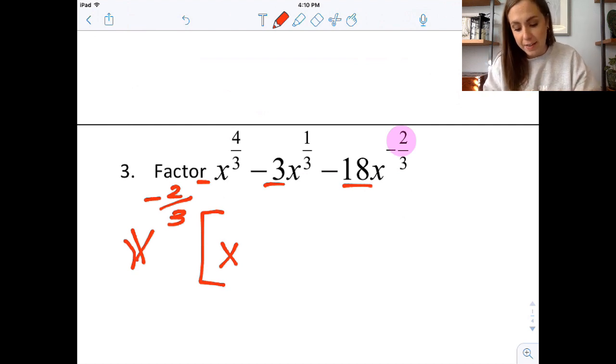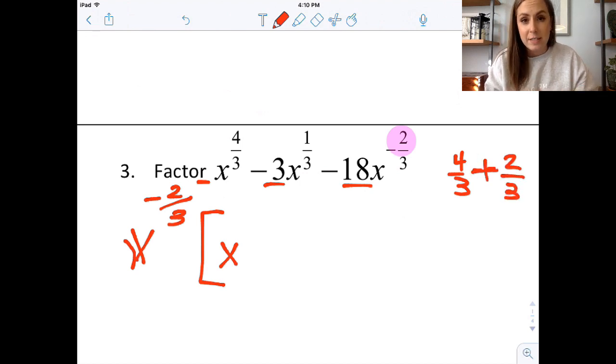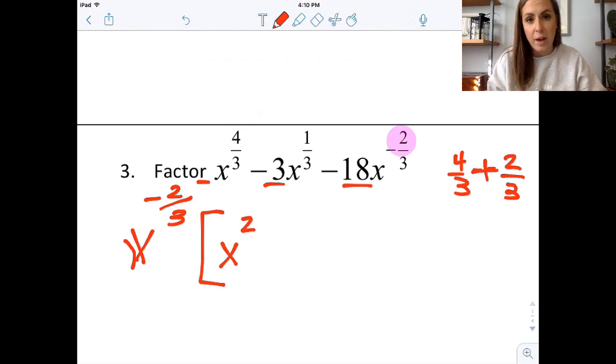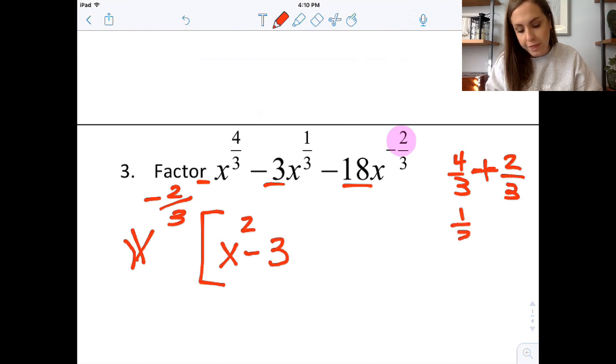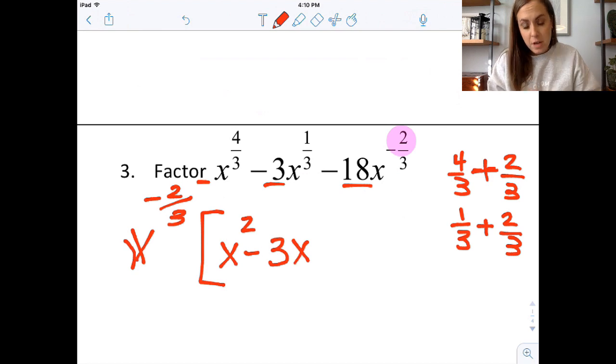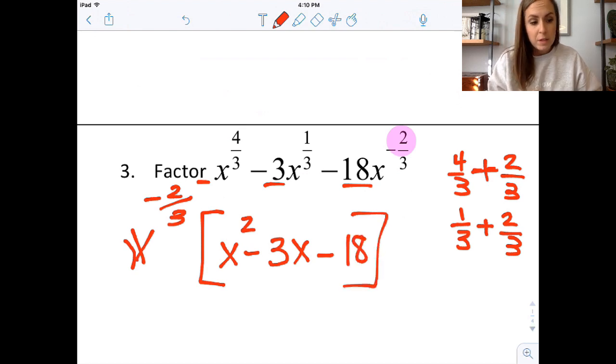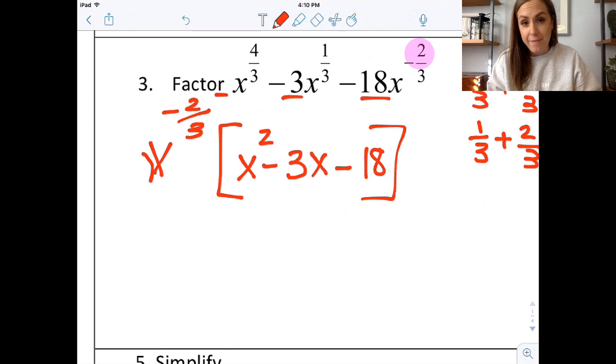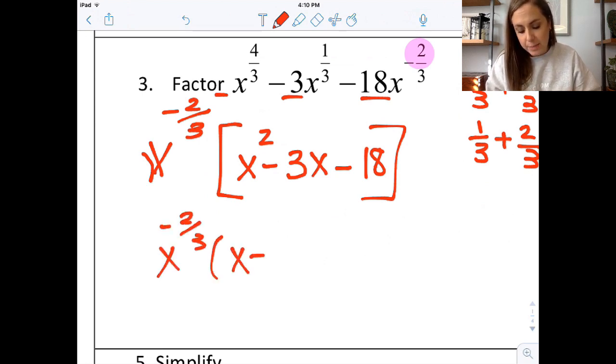So if I do 4/3 minus negative 2/3, remember that would be the same as addition. That's 6/3, which would be squared, minus 3. Now here I'm doing 1/3 minus negative 2/3, which is to the first. And here you're factoring out the negative 2/3, which is what you're already starting with. So that would be minus 18. Now I would always ask yourself, can I factor further? So here, this is x to the negative 2/3, and then x minus 6 and x plus 3.